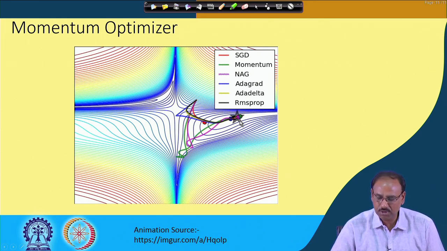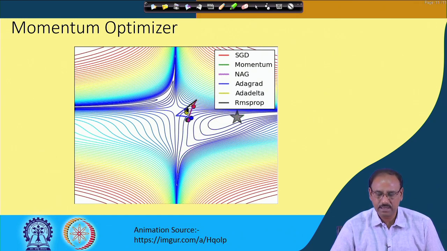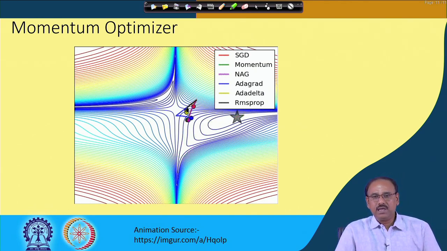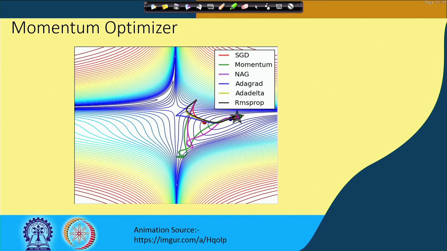And as we have seen before, momentum and the NAG, as we said, that NAG, that is Nesterov accelerated gradient, gives slight improvement over momentum, right? So you find that these two, green and the pink one, they represent momentum and NAG optimization, and they are very close. So we have discussed the various optimization techniques, where these optimization techniques try to improve the learning rate given by gradient descent algorithm.